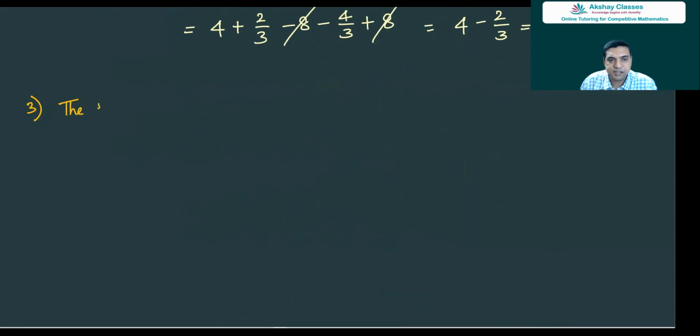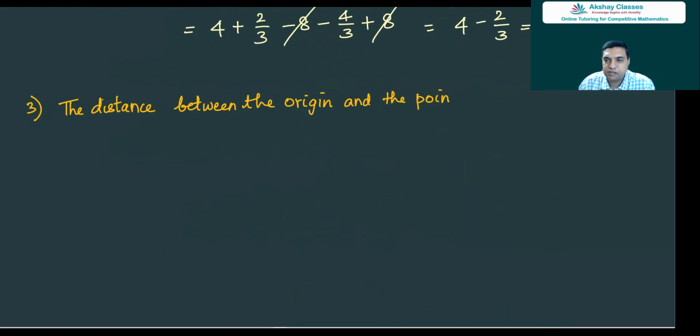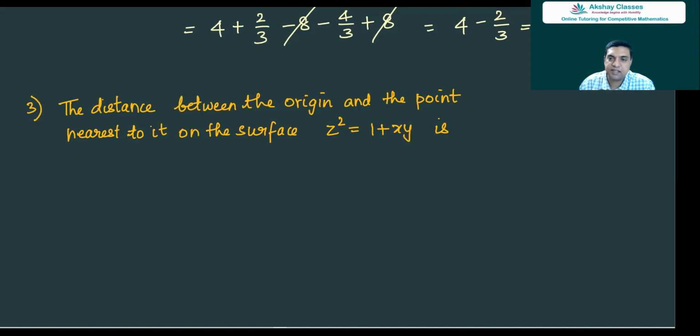The distance between the origin and the point nearest to it on the surface z square is equal to 1 plus xy is: options A 1, B root 3 by 2, C root 3, and D 2.